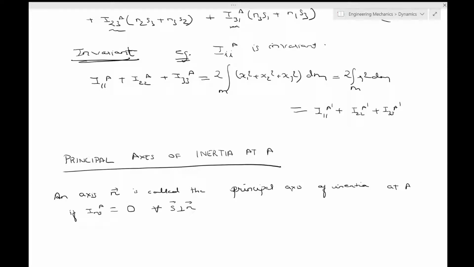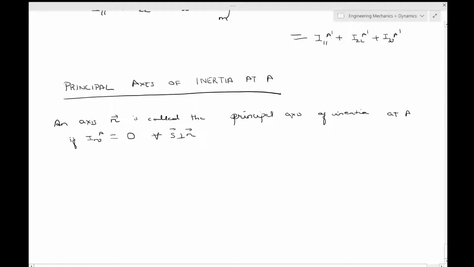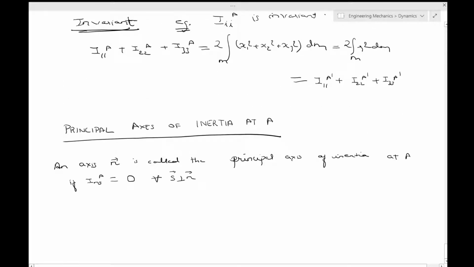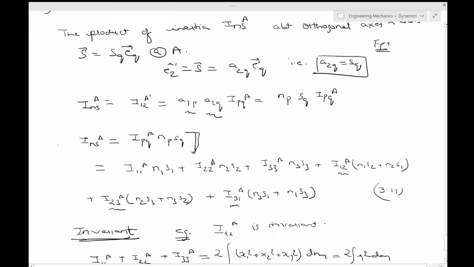So once we have learnt about the transformation of the inertia tensor, we want to now understand what the principal axis of inertia at A is. So let's say an axis n is called the principal axis of inertia at A if I_ns at A is equal to 0 for all s perpendicular to n. Remember we have just written I_ns over here.